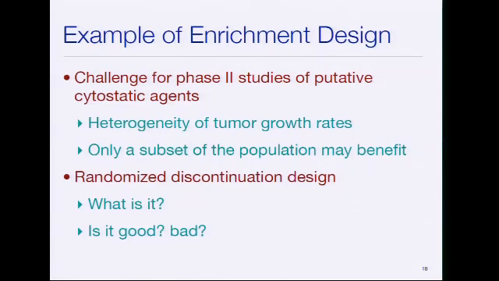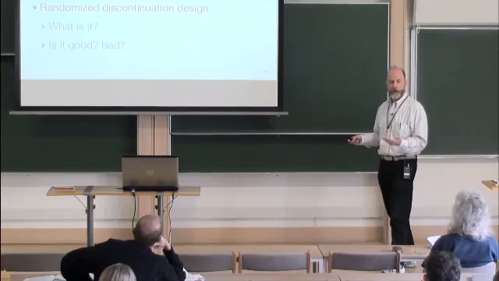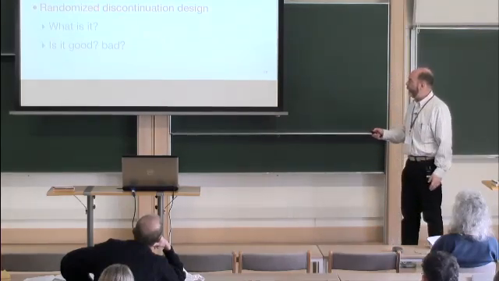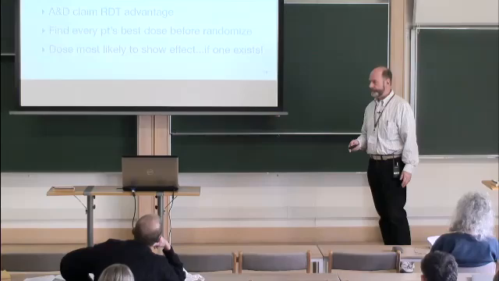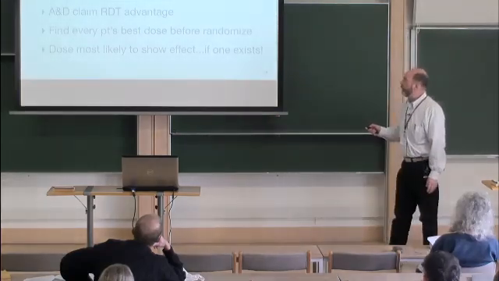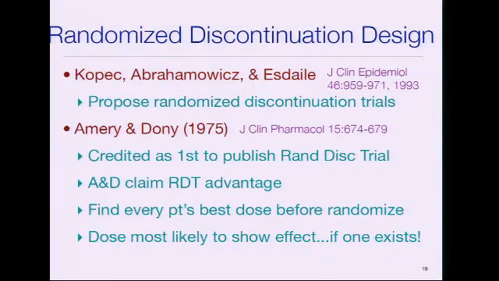Or in fact, in some situations, patients who don't have mutations, who have the wild type cancer, are the ones who benefit. So we're going to talk about the randomized discontinuation design. It goes back to a paper by Kopek et al. from the Journal of Clinical Epidemiology in 1993, where they proposed this design.